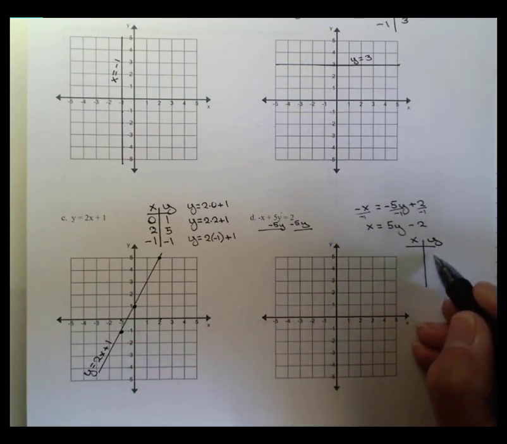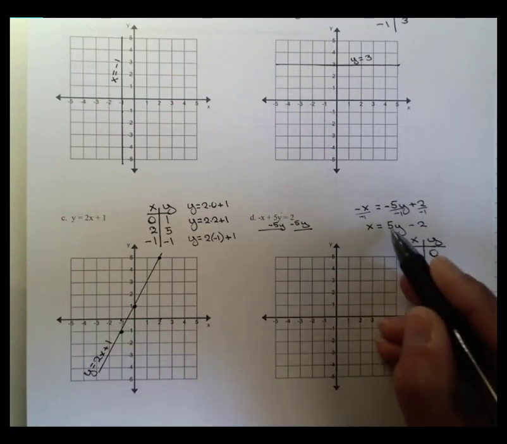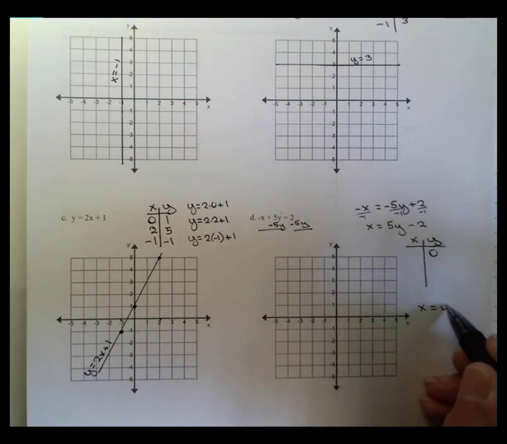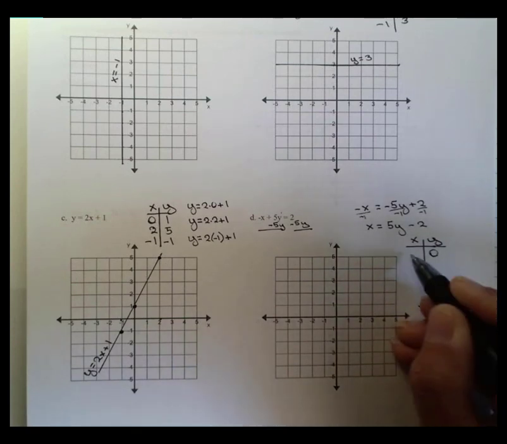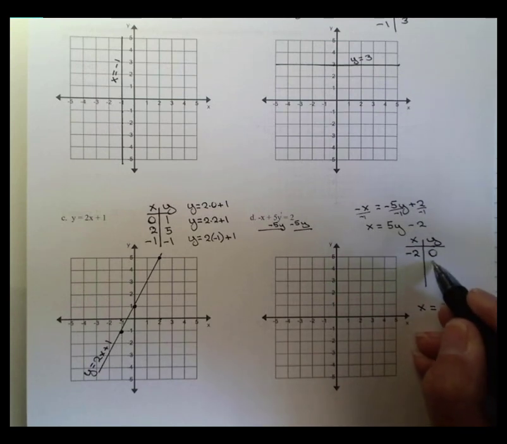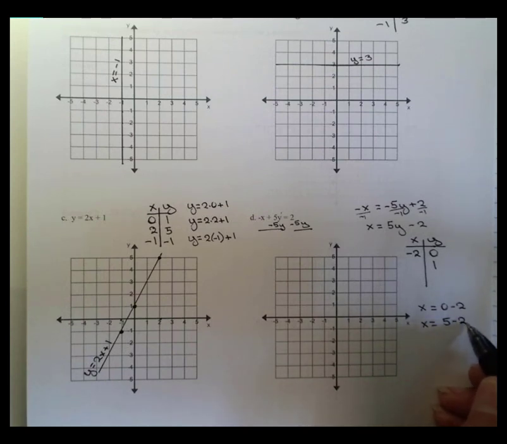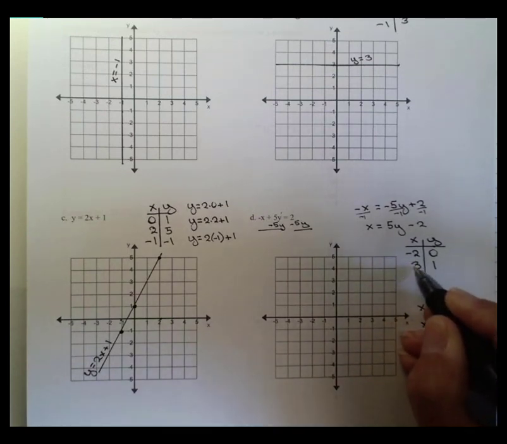So the first one I'm going to pick is a y of 0. I'll go x is equal to 5 times 0. Well, 0, right? Minus 2. X will be a negative 2. And the next one I want to pick, let's just go 1. And that would say x is now equal to 5 times 1. Well, that's 5. Minus 2, well, that's going to be an x of 3.